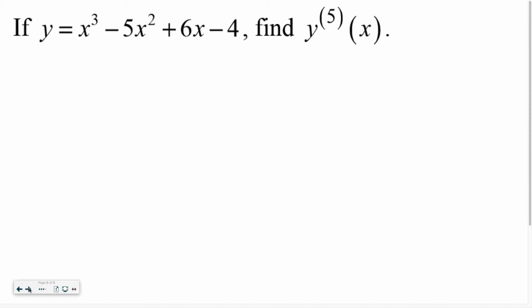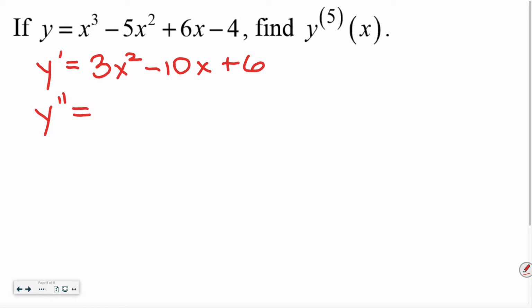Okay, so let's talk about the first derivative. Kira, I want you to help me with the first derivative. 3x squared minus 10x plus 6. Excellent.